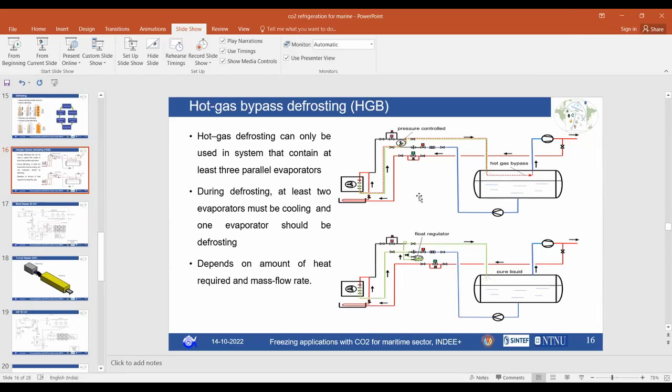That is my question. Yes, sir. You are showing that the liquid going back is toward the pump discharge.